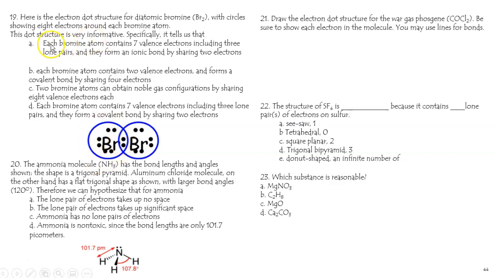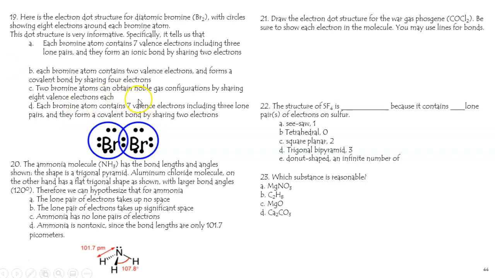Let's see if they say that. Each bromine atom contains 7 valence electrons. Well, it does originally, but then they form an ionic bond when they share 2 electrons. So close, but it's not an ionic bond, it's a covalent bond. Each bromine atom contains 2 valence electrons. They share 2, but they have 7 when they enter the game.